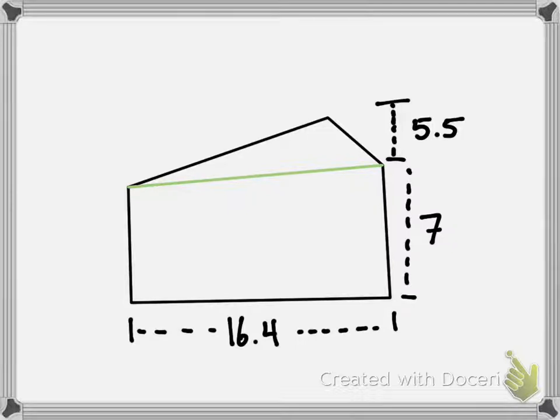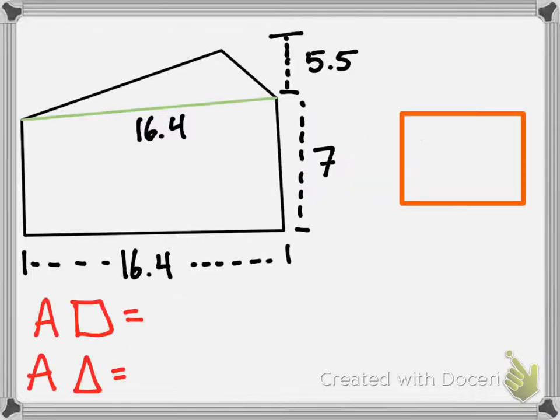So this triangle, what is the length of the base of my triangle? Hannah? 16.4. Exactly. This bottom part is 16.4, so the bottom part of our triangle has to be 16.4. And we have the height of our triangle, and we have the height of our rectangle. Elsie, what'd you get as the area for the rectangle? 114 and 8/10, and we're going to just call it inches squared. Great job. We multiplied our base times our height.